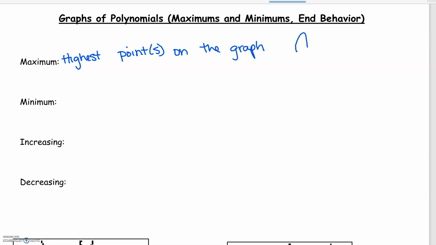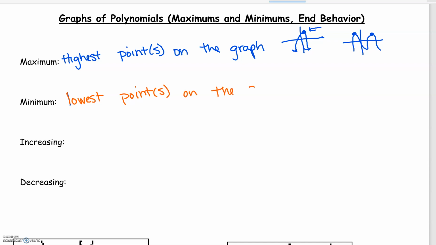So for example, if I had something like this, this would be my maximum. Or I might have more than one. If I had this, these two would be my maximums. Minimum is the lowest point or points on the graph. So maybe something like that, we would have a minimum there, or maybe again multiple minimums. If we had something kind of like that, then we would have our minimums there.